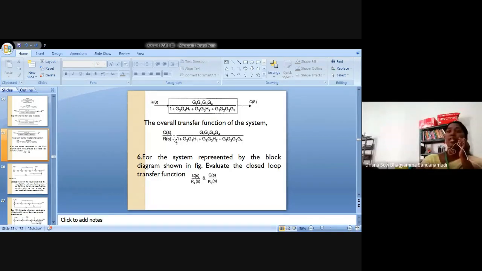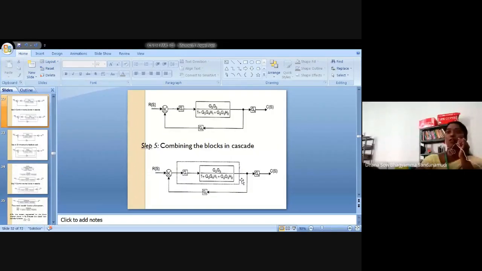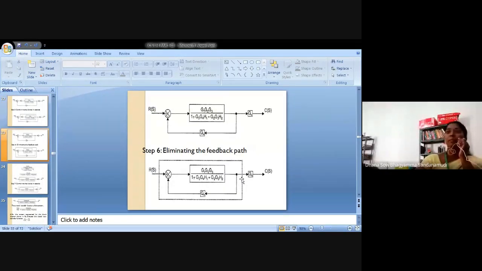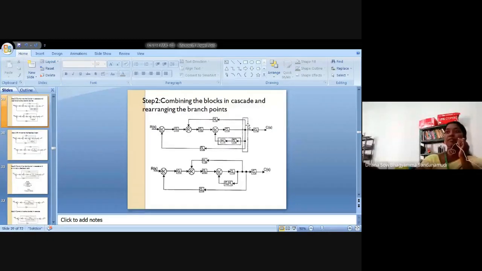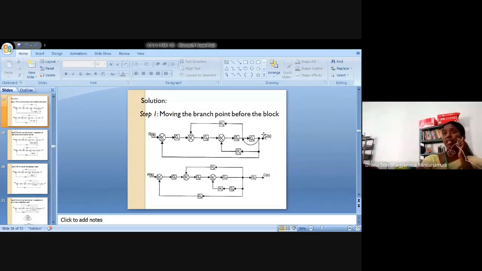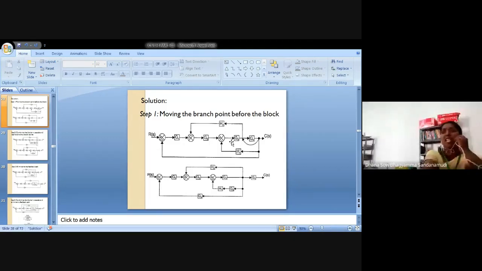Even if these terms vary when I vary the method of solving this problem, if I solve it in some other way, which I have already told you, that I can shift this branch point ahead of G4, even if the terms are varying, when I substitute the values, the result will be same. That is important. Did you understand? You will get the same result while substituting the values.